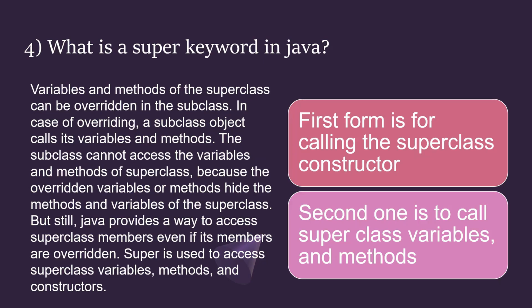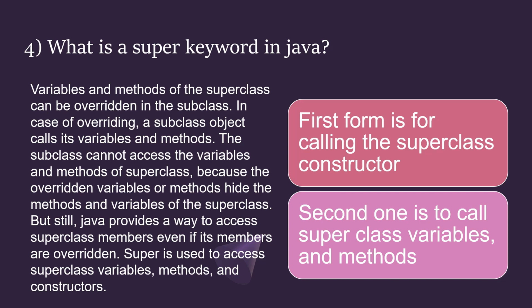Question 4. What is the super keyword in Java? Variables and methods of the superclass can be overridden in the subclass. In case of overriding, a subclass object calls its own variables and methods. The subclass cannot access the variables and methods of the superclass because the overridden variables or methods hide those of the superclass. But still, Java provides a way to access superclass members even if they are overridden.